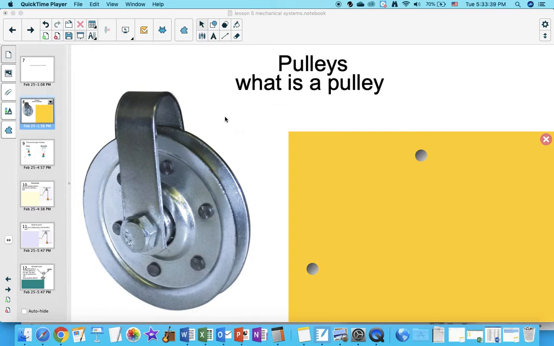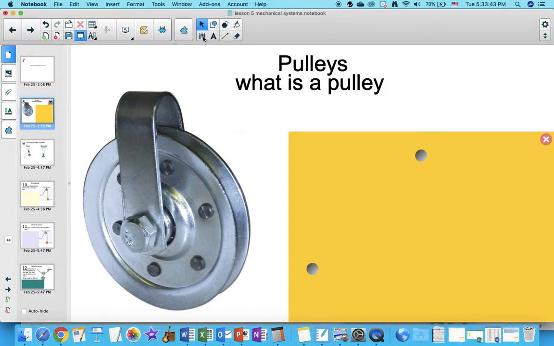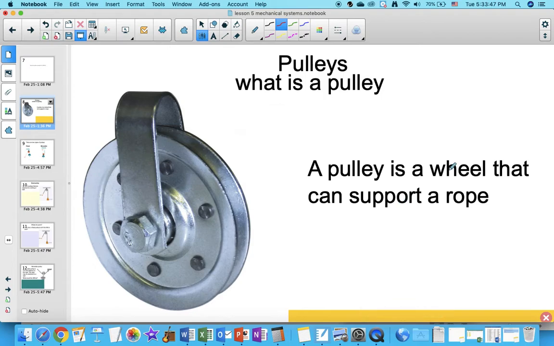So I'd like to start off with, what is a pulley? Well, in this picture, you can see a simple pulley right here, right? And basically, a pulley is just a wheel that can support a rope. And so you can see this is a wheel, but it's got that inward groove where you can put a rope around and try and lift things. So pulleys are used to lift heavier objects.